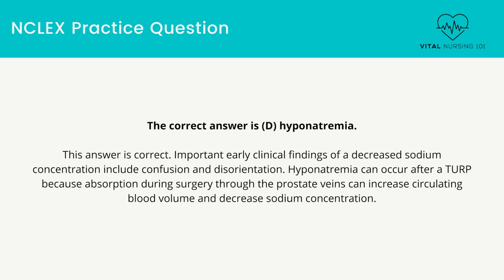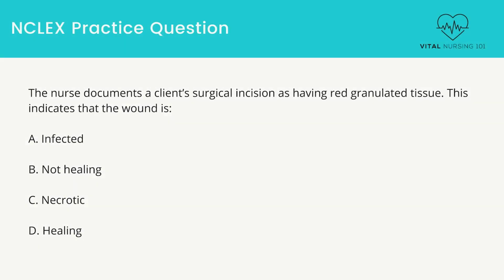Important early clinical findings of a decreased sodium concentration include confusion and disorientation. Hyponatremia can occur after a TURP because absorption during surgery through the prostate veins can increase circulating blood volume and decrease sodium concentration. The nurse documents a client's surgical incision as having red granulated tissue. This indicates that the wound is infected, not healing, necrotic, healing.